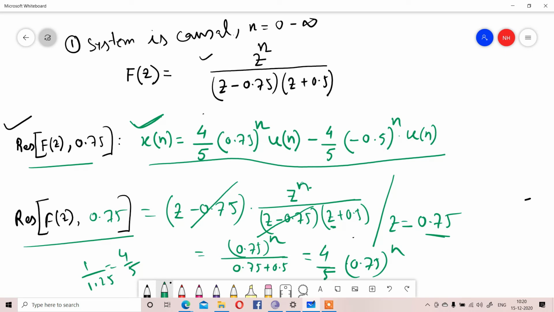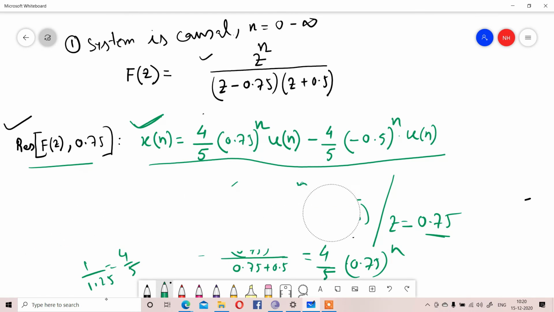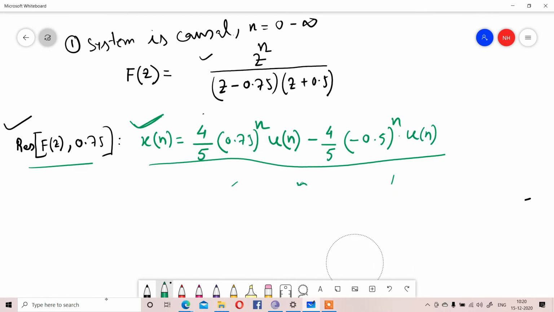Just write it down. I'm not writing it down. Keep in mind that when the system is causal, you are getting that value. No, I'm removing that part. Just keep it in mind.